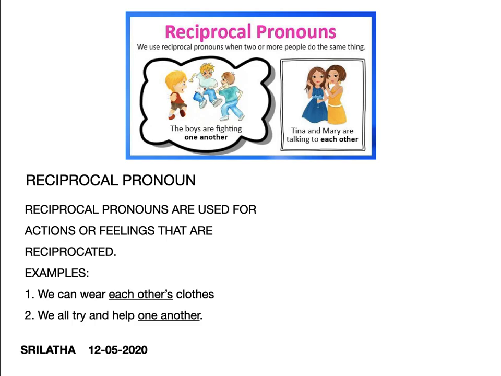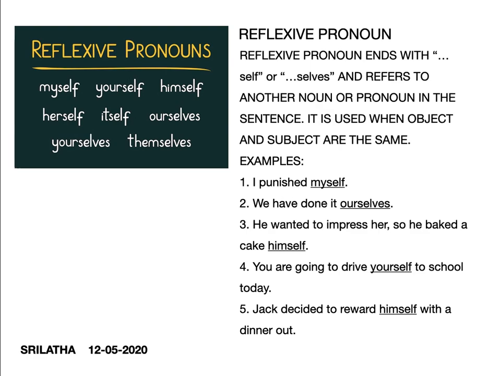Now let us move on to the next kind of pronoun, that is reflexive pronoun. Reflexive pronouns end with self or selves and refer to another noun or pronoun in the sentence. It is used when the object and subject are the same. For example, I punish myself. We have done it ourselves. Here the words myself and ourselves are reflexive pronouns.